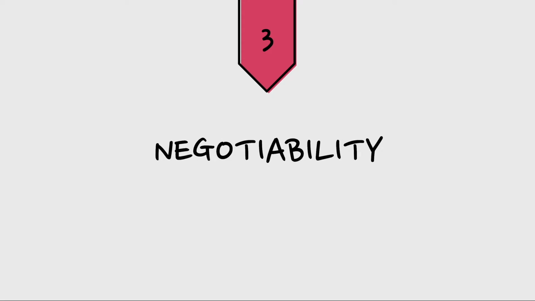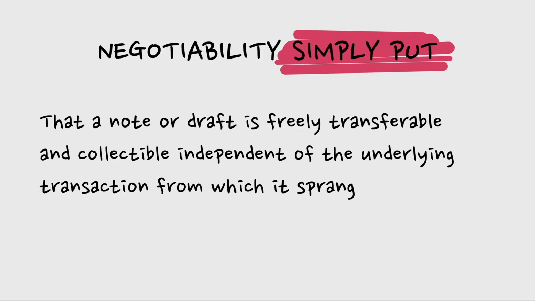So what makes something... we've got our two instruments, right? We've got our checks, our drafts, and we've got our notes. And those are the instruments that we're looking at. But what makes an instrument negotiable versus non-negotiable? What do we mean that something is negotiable?